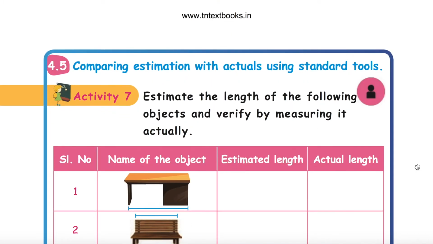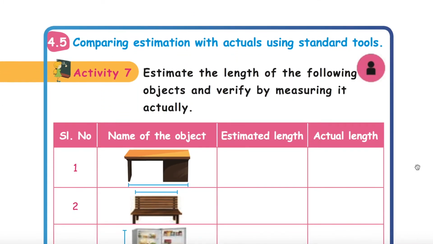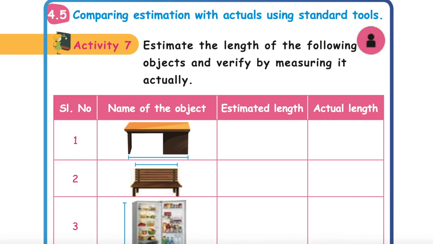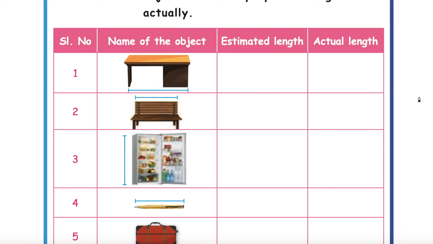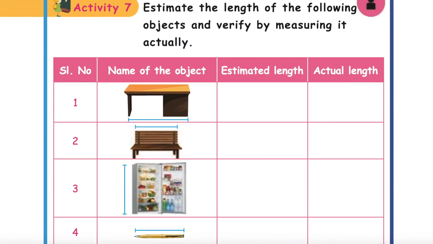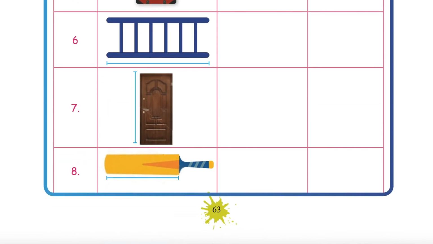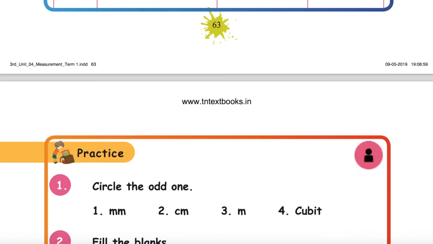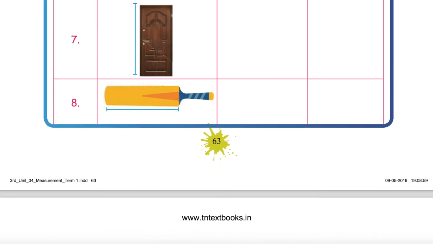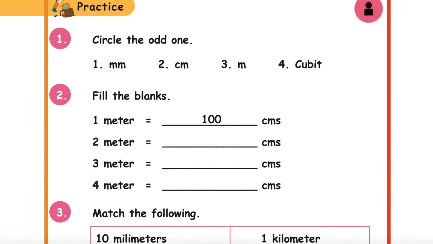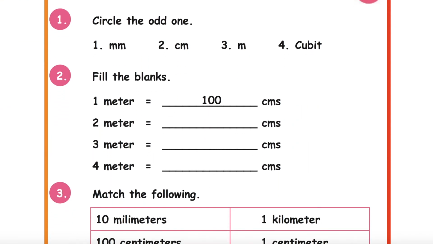Comparing estimation with actual using standard tools. Estimate the length of the following objects and verify by actually measuring. First estimate it using your own techniques and then measure using a scale, rope, or tape. Circle the odd one: mm, cm, cubit. Cubit is the odd one. This is not a standard form of measurement.